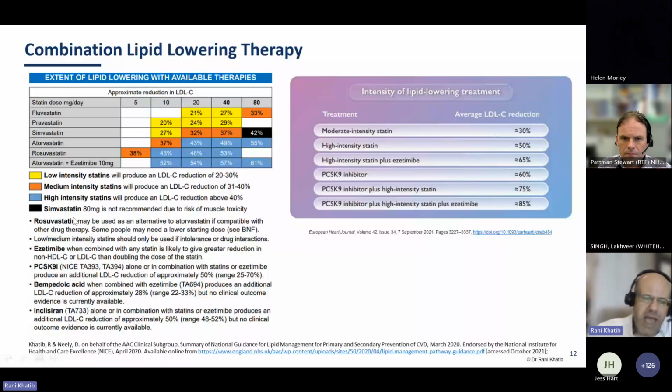Now, it's important when you're treating somebody to keep that in mind in terms of combination therapy. If somebody's LDL cholesterol, let's say, is 5, and they've had acute coronary syndrome, and you need to bring it down to less than 1.8, it's highly unlikely that they're going to get there by just giving them a statin.